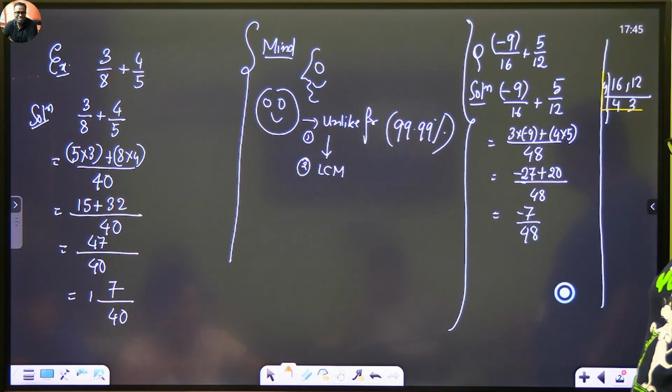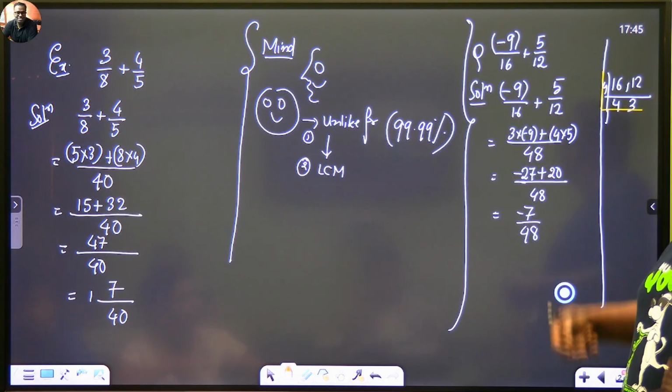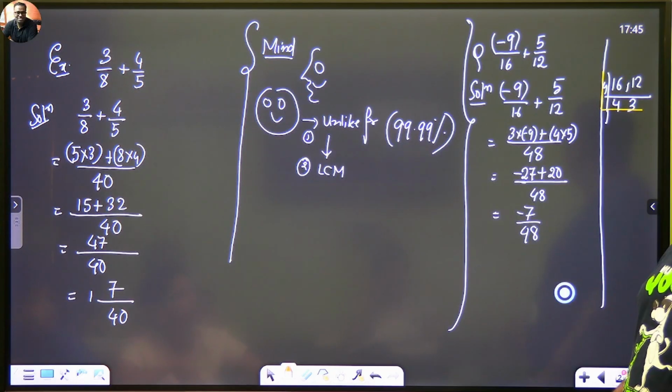Do we need to make a mixed fraction of this? What stupid question are you asking? This is already a proper fraction. इसका mixed fraction नहीं बनता है.